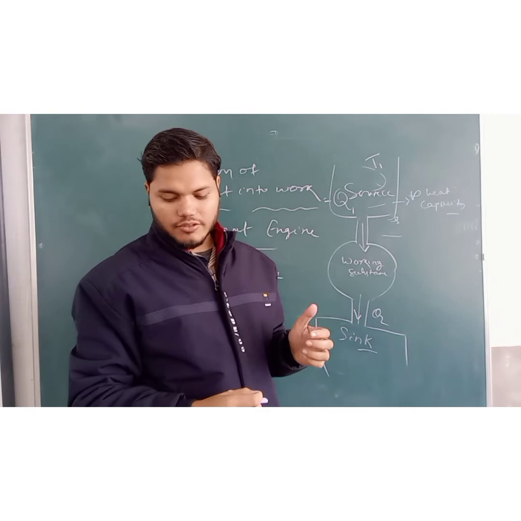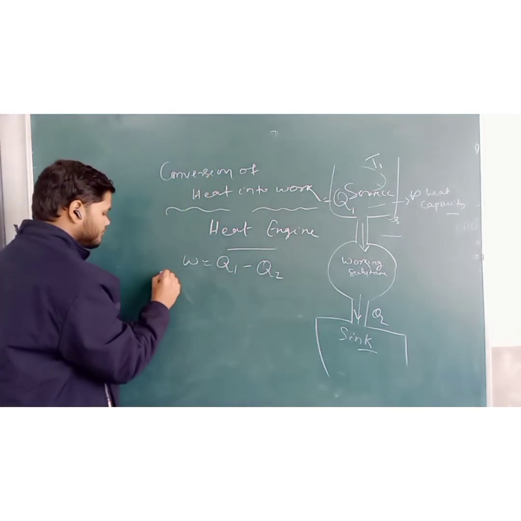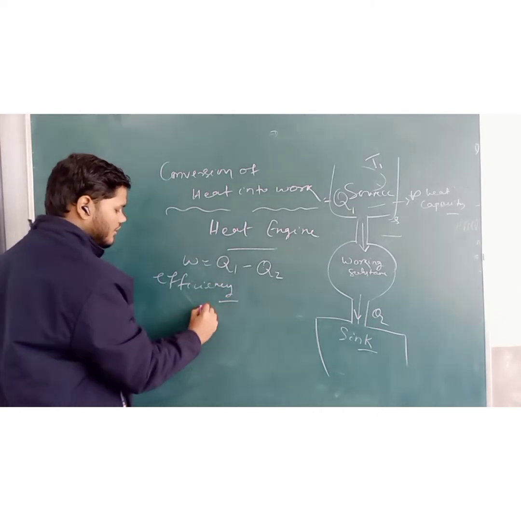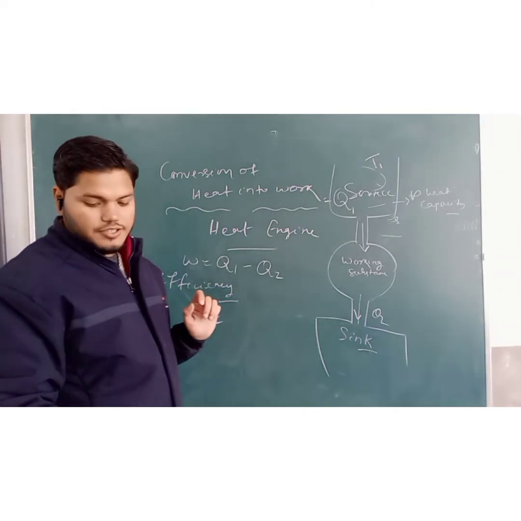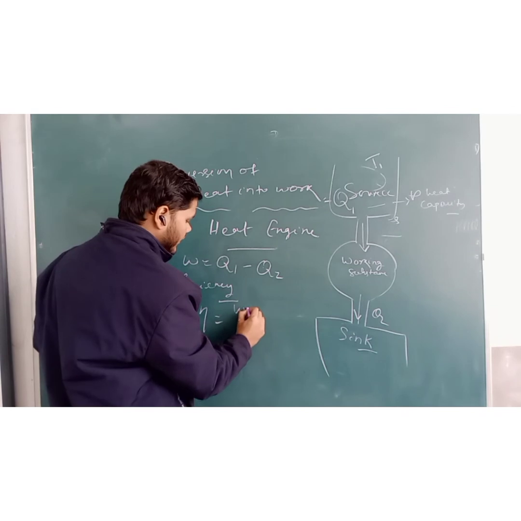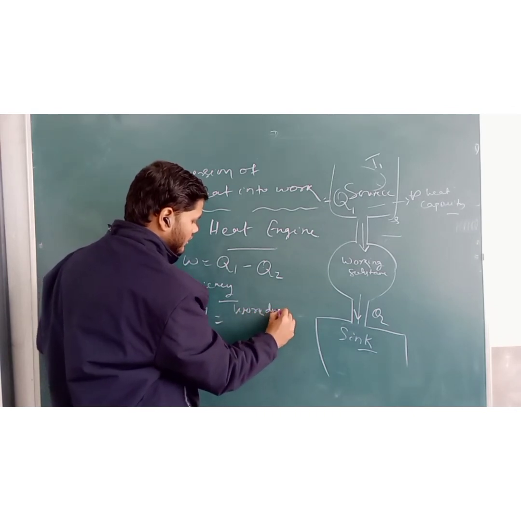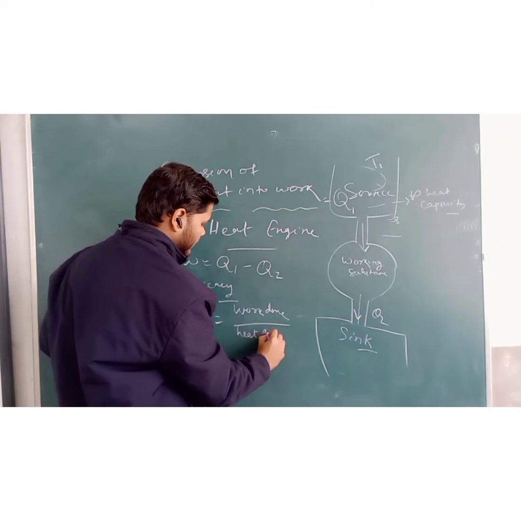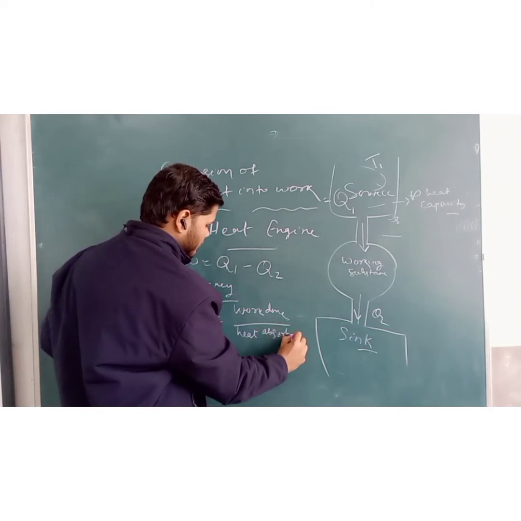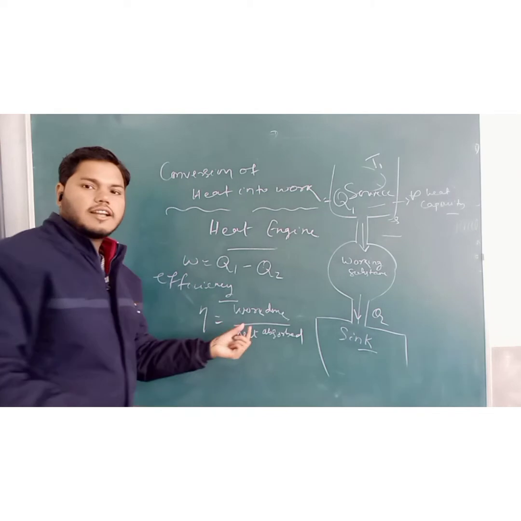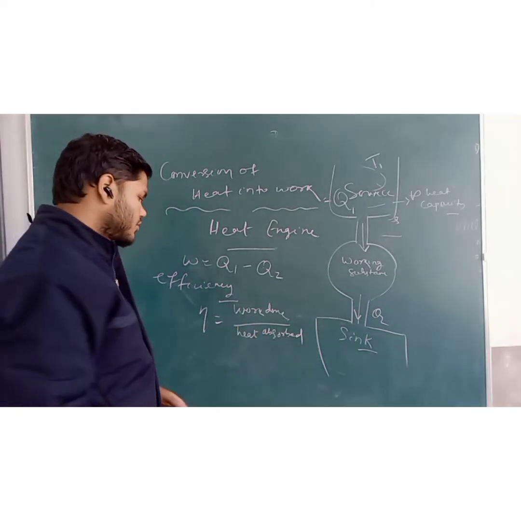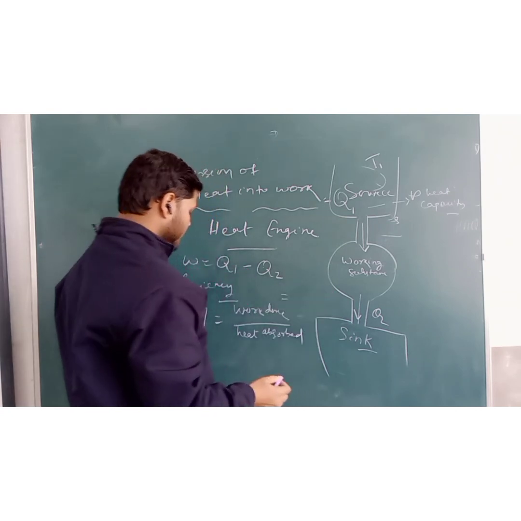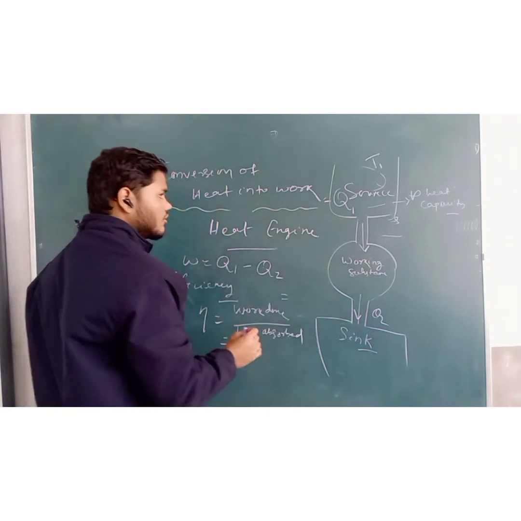Okay, so how can we find the efficiency? Efficiency means the net work done divided by the heat supplied, or heat absorbed. If you write work done divided by heat absorbed, what will your answer be? Work done means W, isn't it? So I'm just writing here.